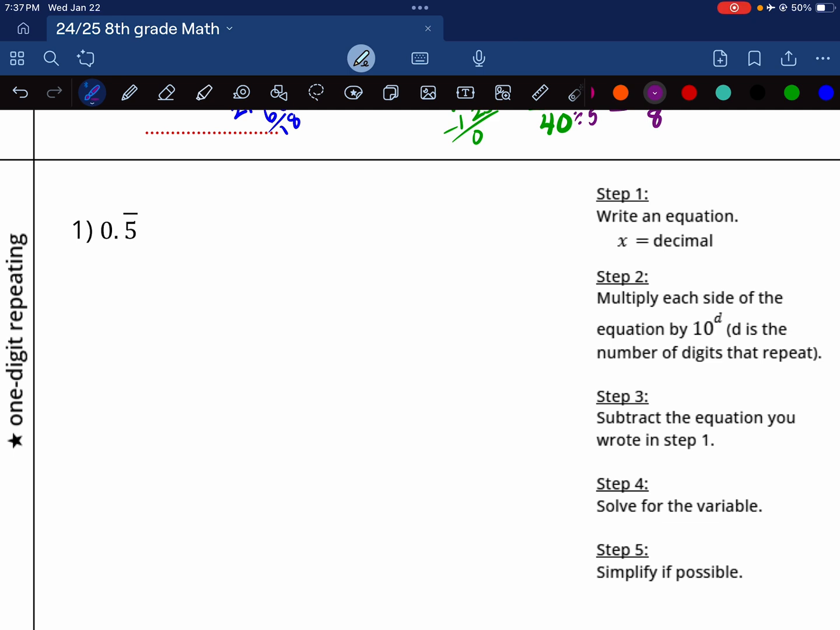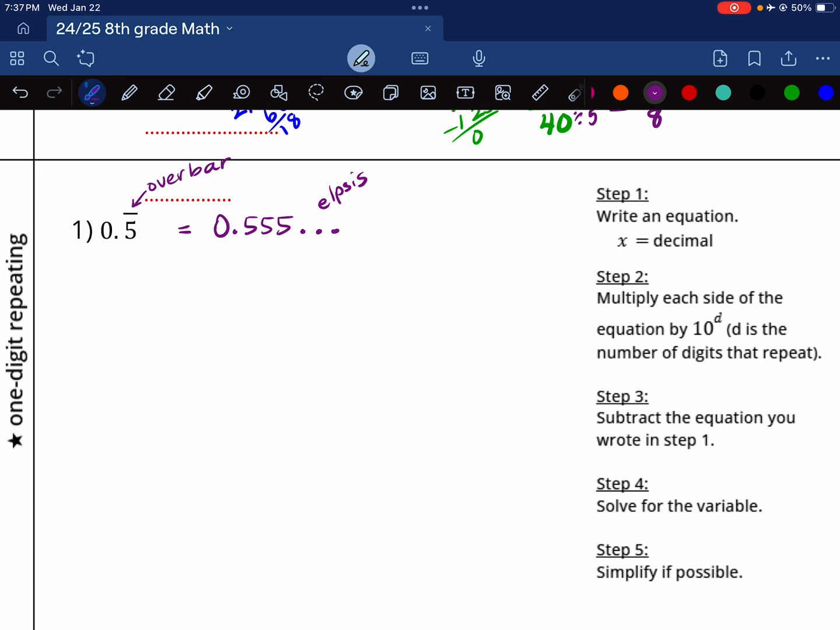So we have, this is called a repeating decimal. When we write this, we have 0.5 with a bar over it. This right here is called an overbar. And we can also write this by expanding it. So we have 0.555, and I'm going to put an ellipsis.